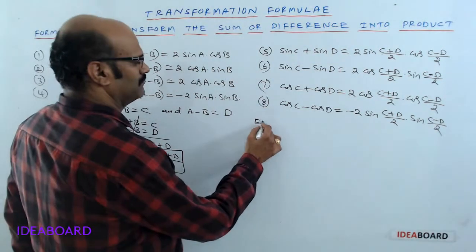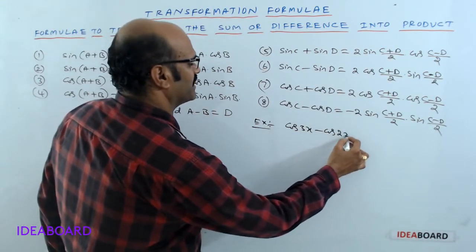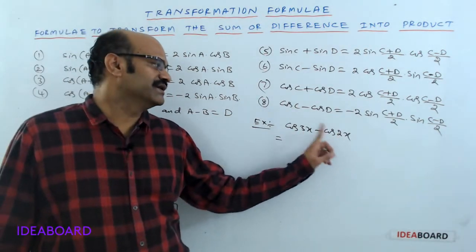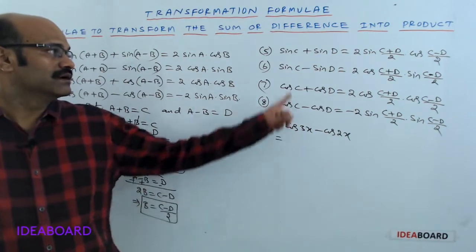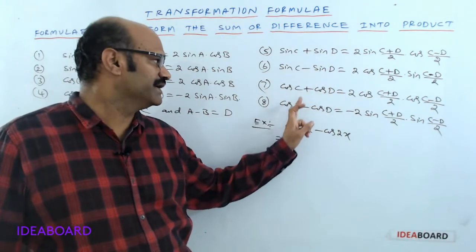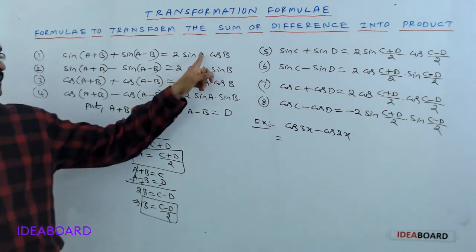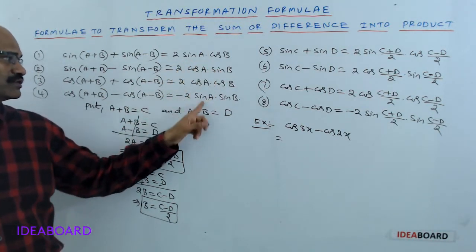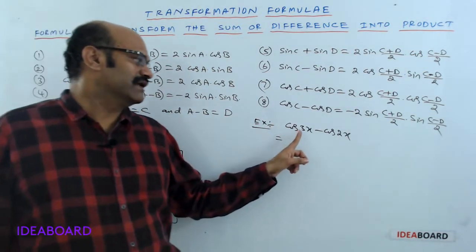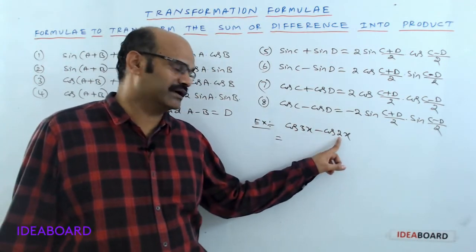For example, cos 3x minus cos 2x. Write the difference into product. These 4 formulae, here we have sum or difference into product, and here these four formulae we have product into sum or difference. Now here we have the difference of these two trigonometric functions. Now we have to write it into product.